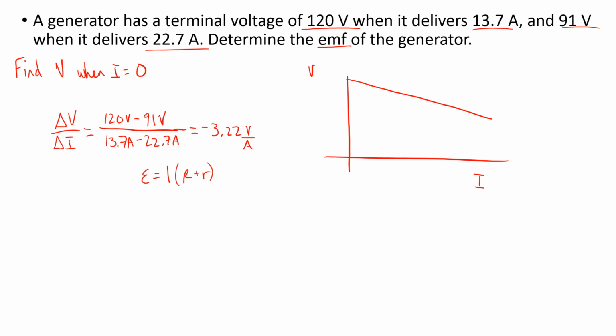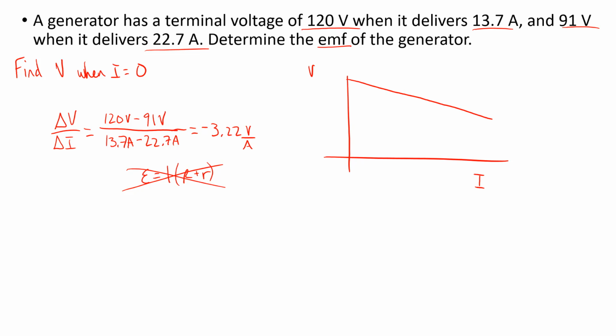There's a way to manipulate it and get it in terms of voltage. Since we know a current times resistance would give us a voltage, we plug in that current there. Yeah, we could do that. But I'm not going to do that. I'm going to think about this in terms of a graph. So if we have negative 3.22 volts per amp, and let's say we're at 120 volts, we're at 13.7 amps.